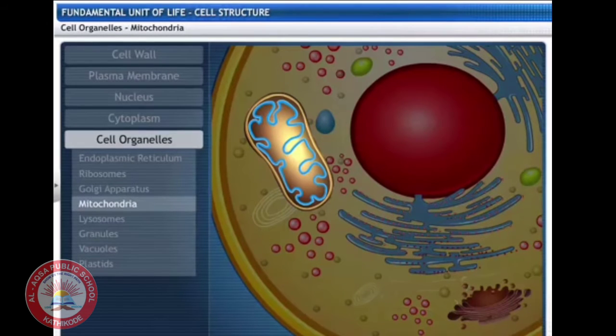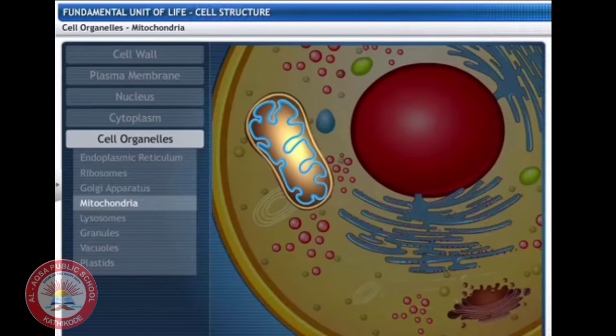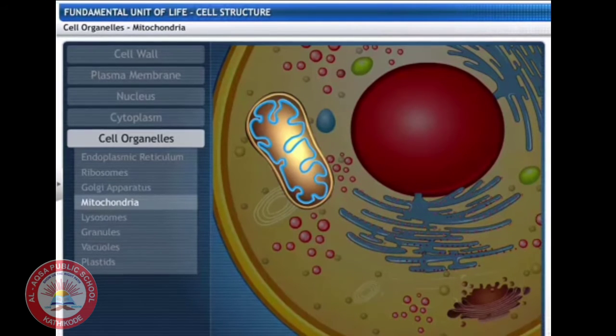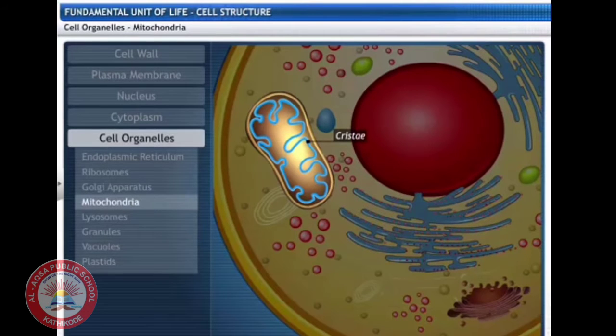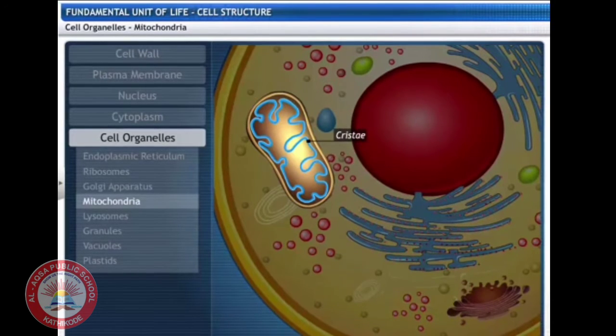Mitochondria have an outer membrane and an inner membrane. The outer membrane is very porous, while the inner membrane is deeply folded. These folds create a large surface area for ATP generating chemical reactions.